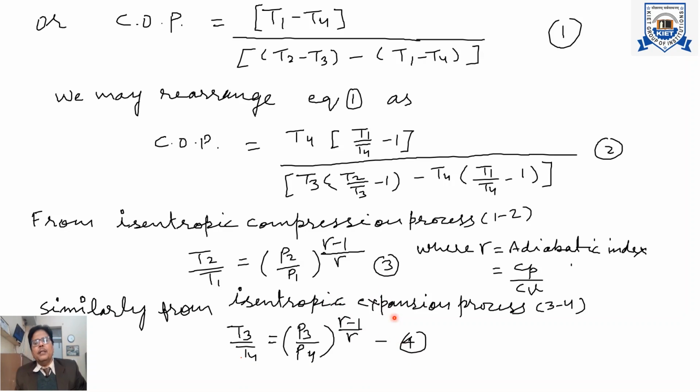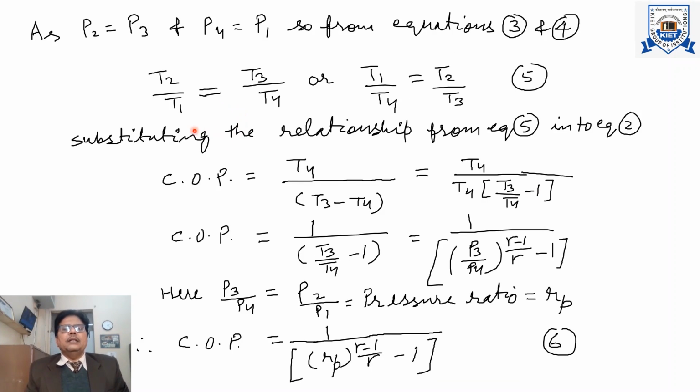So if we compare these two equations, then we will get T2 over T1 equals T3 over T4. Here you can see, as P2 equals P3 and P4 equals P1, we can equate T2 over T1 equals T3 over T4, or we can rearrange it as T1 over T4 equals T2 over T3. We can give it equation number 5.